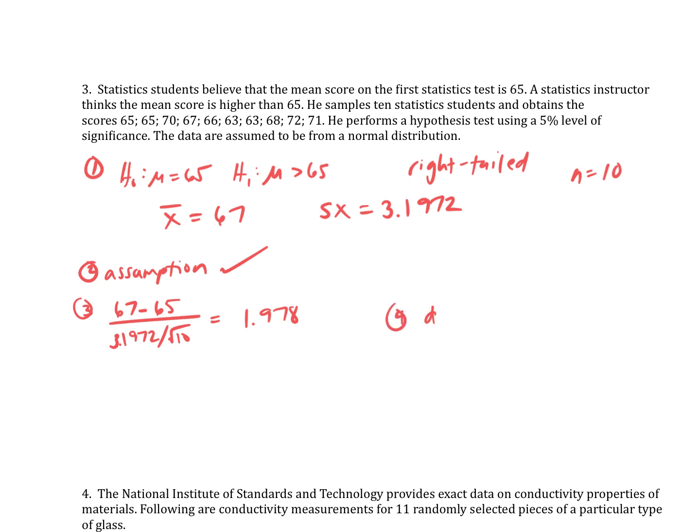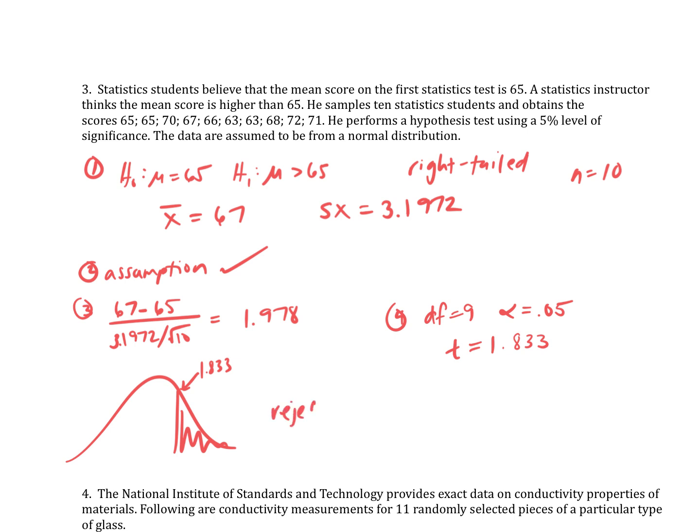When I look, I have degrees of freedom is 9. Alpha is 0.05. So my t-value is 1.833. Everyone okay with that? So again, if you want the visual, this is right-tailed. This is 1.833. Where does 1.978 fall? Is it in the rejection region or not? Yes, it is. So we're going to reject the null.